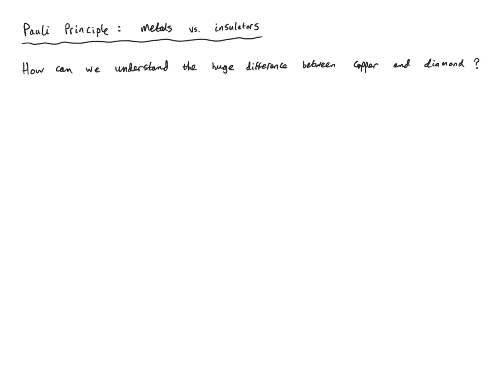Let's return to one of the distinctions that I made at the very beginning of this lecture, the difference between metals and insulators. How can we understand the huge difference in physical properties between, for example, copper and diamond? Let's say that you bring together a large number of copper atoms and investigate the electrical resistivity. Or we could bring together a large number of carbon atoms in the form of a diamond and look at the resistivity of that material.